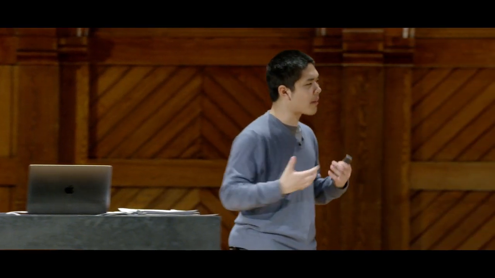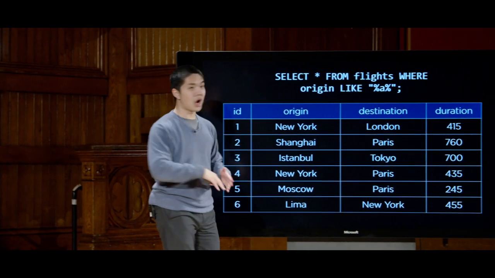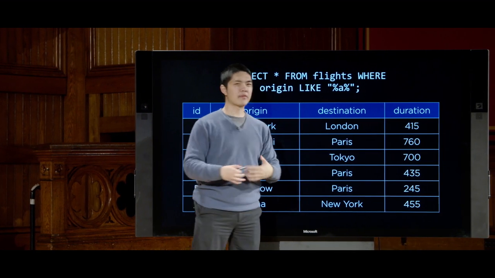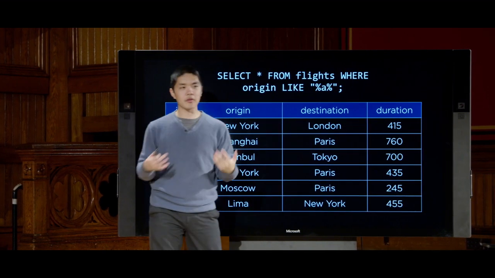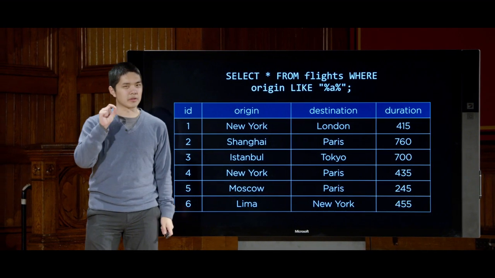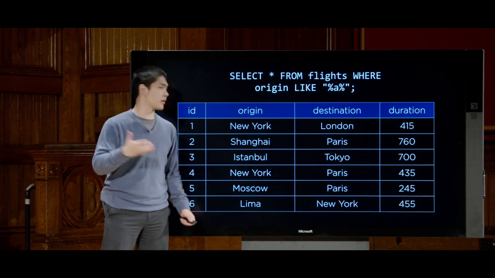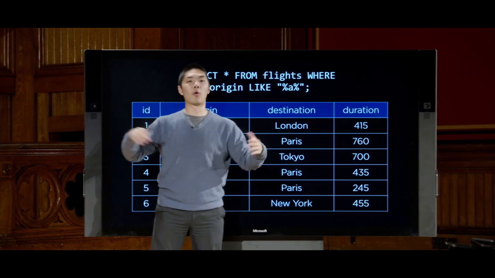Maybe you know that one of the columns looks a certain way or is formatted according to a particular structure, but you don't know exactly what the value is. I could run a query like SELECT * FROM flights WHERE origin LIKE, and then in quotation marks, I have a bit of a strange expression, %a%. This percent, again, stands for a wildcard. And this time, the wildcard is looking at the values of a particular column, in this case the value of the origin column, meaning the percent stands for 0 or more characters, no matter what those characters are.